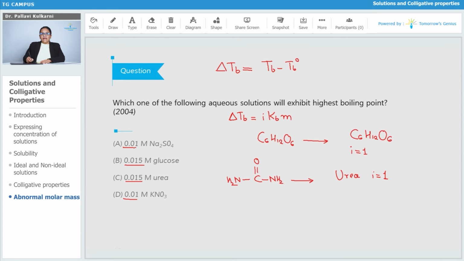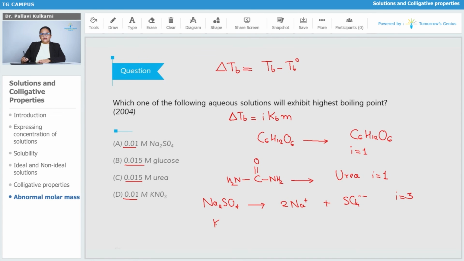Now we have to compare option A and option D. Both of them have the same concentration, therefore their elevation in boiling point will depend on the number of ions produced, that is, the Van't Hoff factor. First, let us talk about Na2SO4. When it is dissolved in water, it gives 2 Na plus and 1 SO4 2 minus ion, that is, the total number of ions produced is equal to 3.